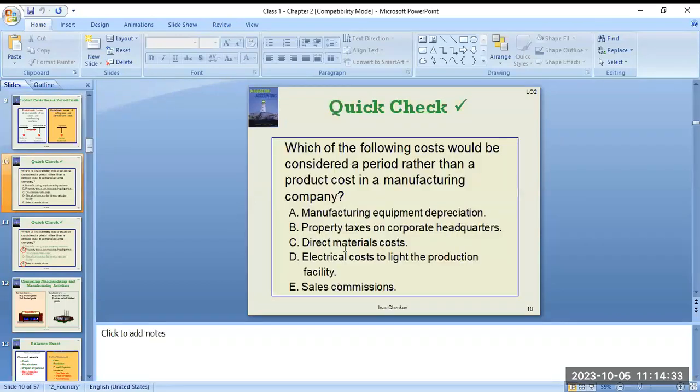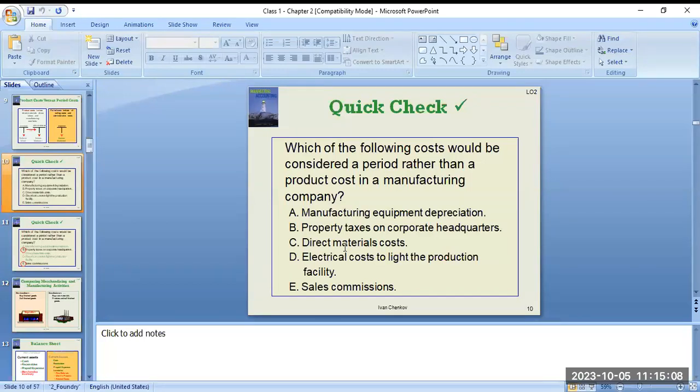First check: which of the following costs will be considered period cost, which will be directly expensed rather than product cost? Now, the tricky part here is every time you see something with product, manufacturing, factory, that's product cost. Everything that you see without those words, manufacturing, factory, anything like that, is purely period cost. Let's go with the first one.